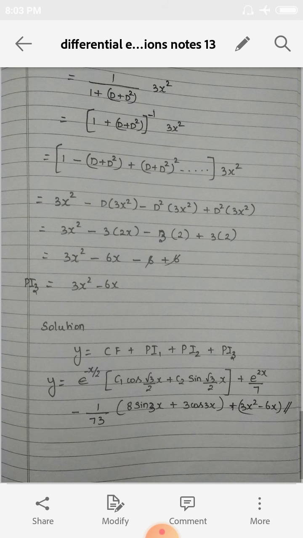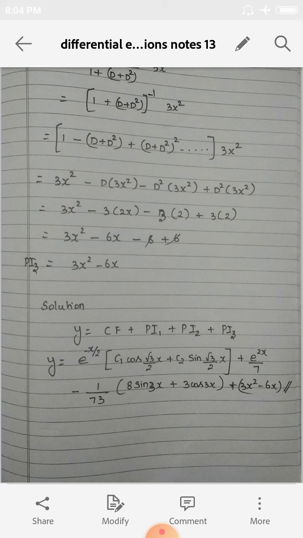Now differentiate 3x square: minus differentiation of 3x square, take 3 outside, differentiation of x square is 2x, right? Minus again differentiation d square of 3x square is nothing but 3 into 2, plus 3 into 2. So 6 gets cancelled, we get 3x square minus 6x. Now write the solution: y is equal to CF plus PI1 plus PI2 plus PI3, that is particular integral 1, 2, 3. So just write the solution, y is equal to complementary function plus PI1 plus PI2 plus PI3.